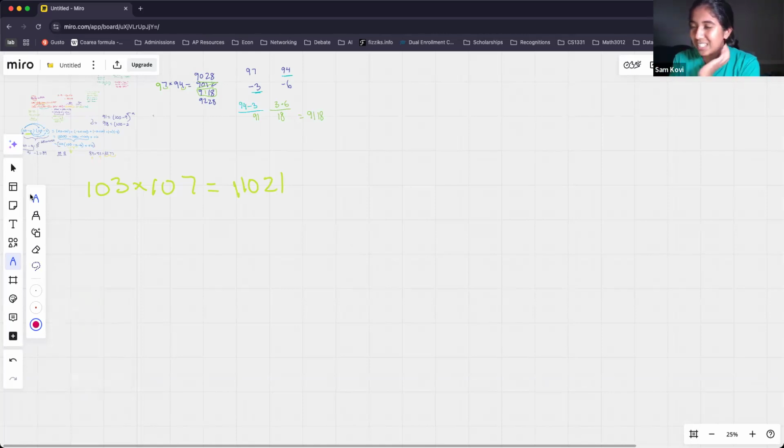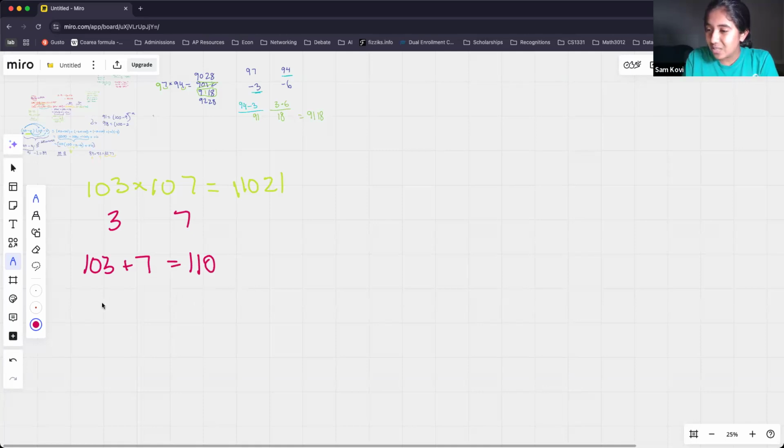So what I'm basically doing is I'm looking at the difference from 100. So this is obviously 3 greater than 100, and this is 7 greater than 100. And then I'm going to do each one added together. So I'm going to do 103 plus 7. And that's how I get my first three digits of 110.